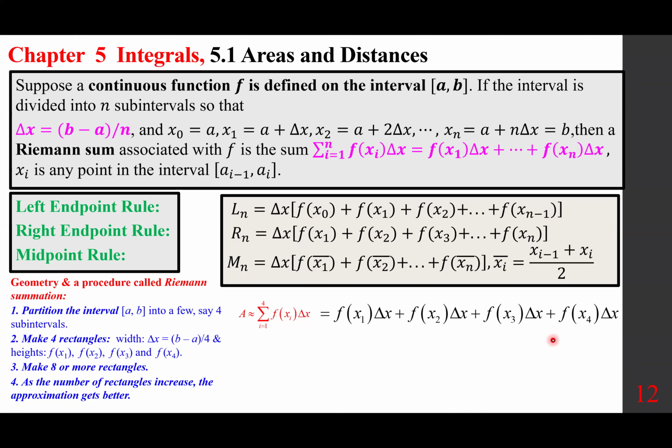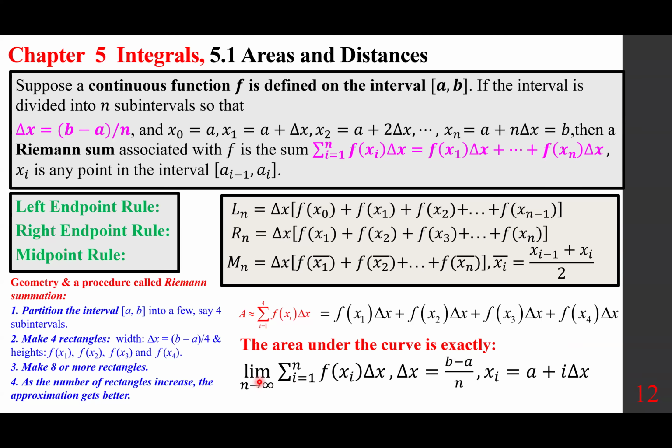delta x. Now, what happens if we make n larger and larger? It becomes a better approximation. How about if we let n go to infinity? So the area under the curve is exactly the limit as n goes to infinity of the summation of i going from 1 to n of f of x sub i delta x. Delta x is (b minus a) over n, and x sub i is a plus i delta x. Okay? So remember, f of x must be a continuous function. If it's positive, it represents the area under the curve. Otherwise, it represents the difference.